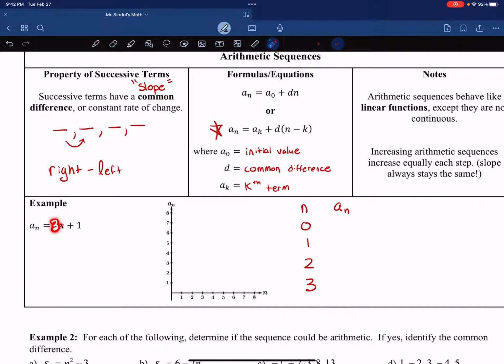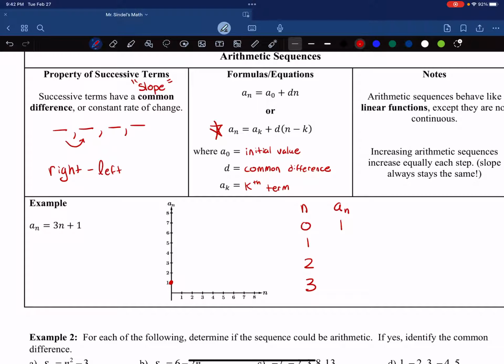3 times 0 is 0. And then 0 plus 1 is 1. I can say the 0th value is 1. That means if I go to the n coordinate, or the old-fashioned x coordinate, I don't go any to the right. I'm just at 0. I go up to the height of 1, and I can graph that on my graph.